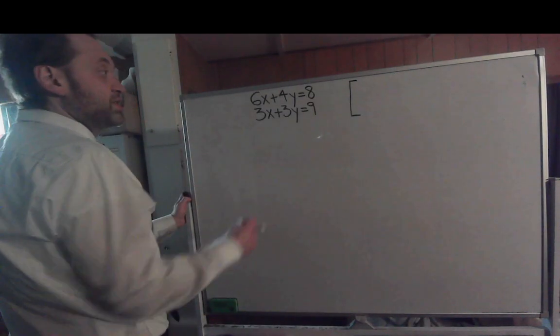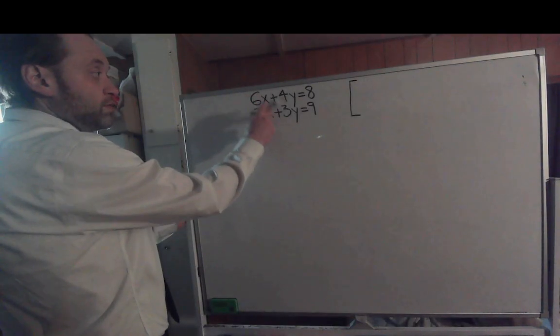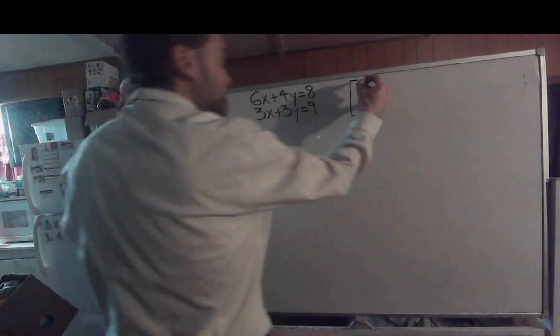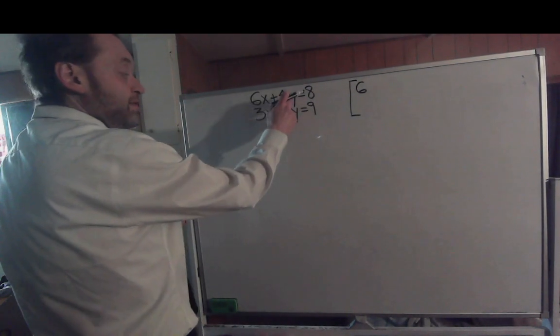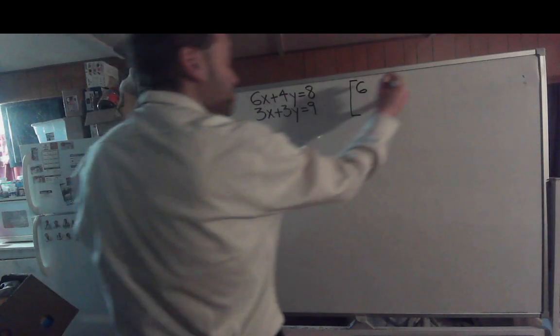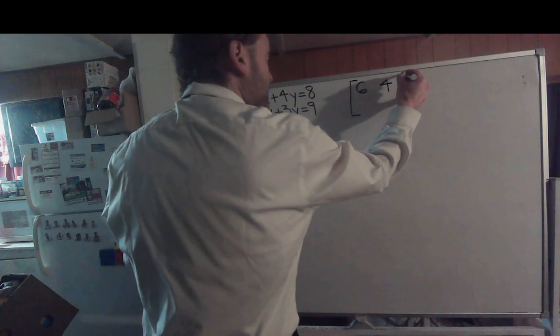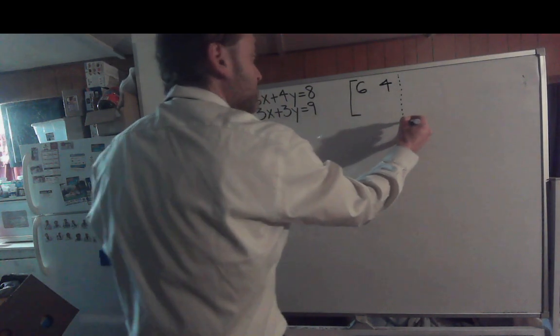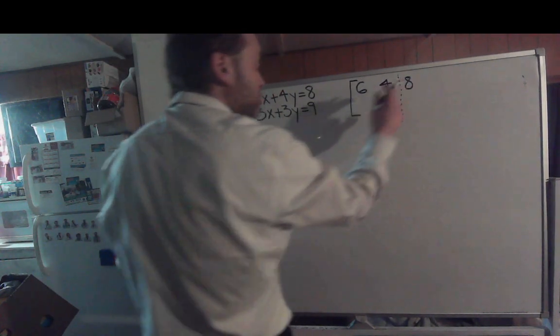So I'm going to take the coefficient of my x variable for the first row, for the first equation, which would be 6, then take the coefficient for the y variable, which would be 4, put that as my second term of the first row, then draw a dotted line which would turn this into an augmented matrix and put the 8 to the right of that for what this equation is equal to.